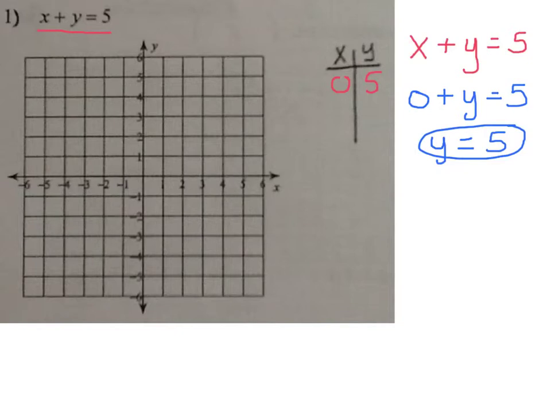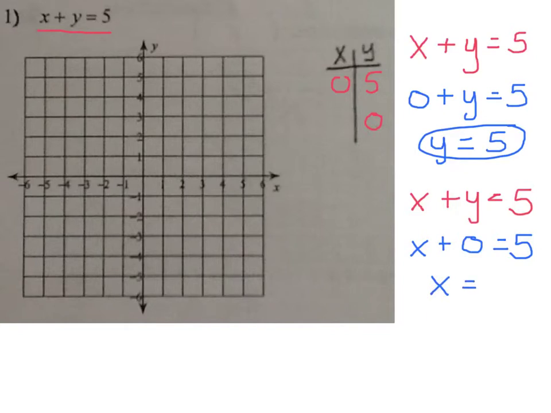The x-intercept is on the x-axis, so y equals 0. Let's see what x is when y equals 0. x plus y equals 5. So now we have x plus 0 equals 5, and therefore x equals 5. Our point in the T-chart will be (5, 0). Now let's graph these 2 points and draw a line through them.